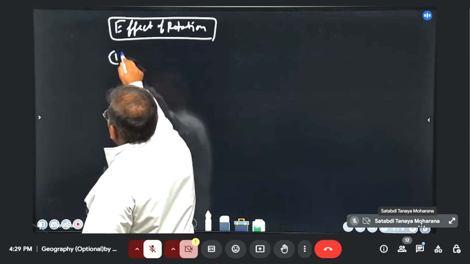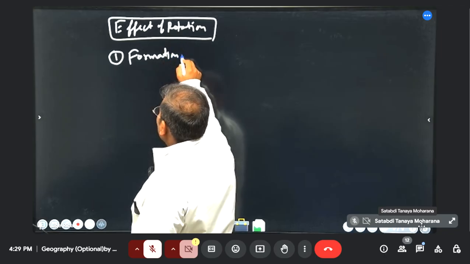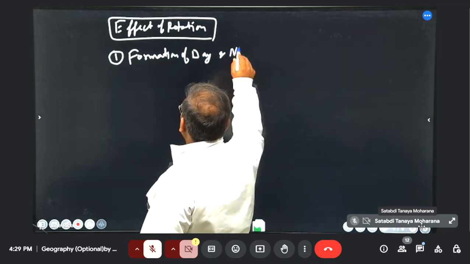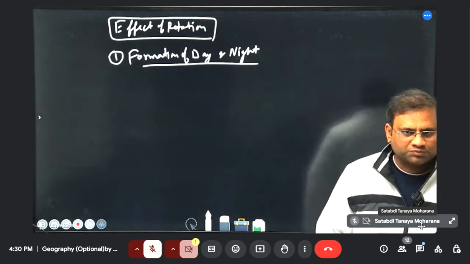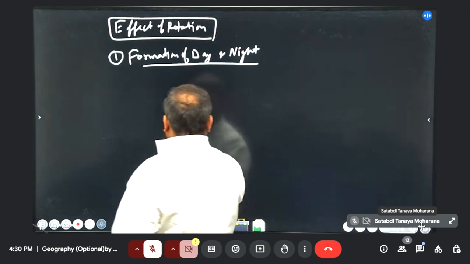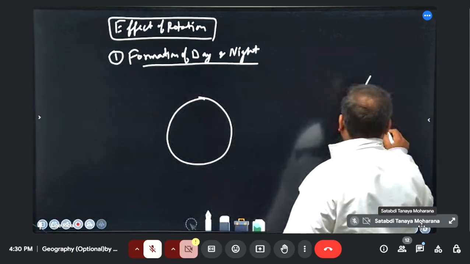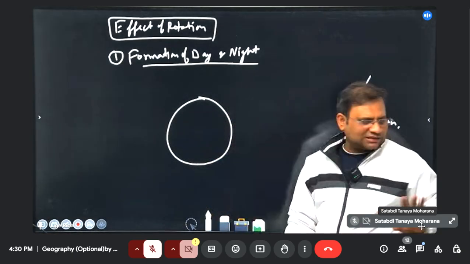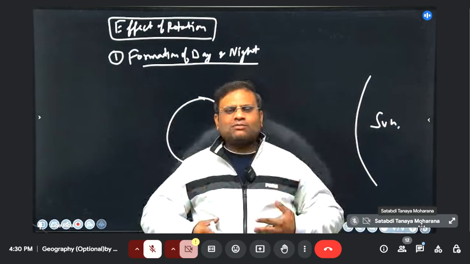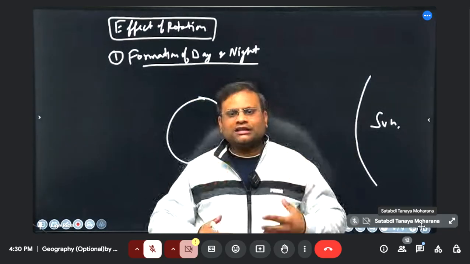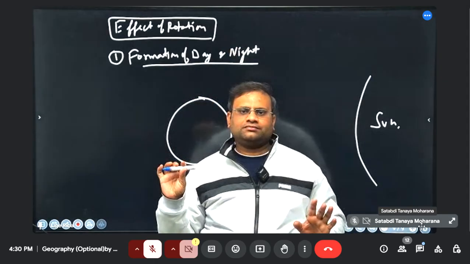See, number one, first effect: formation of day and night. Okay, see. Suppose this is Earth, suppose it is straight, there is the sun. So this part of Earth which is facing the sun, like take my body, you are the sun. This half part of my body is facing the sun, so that is day for this front side. But for my rear backward side, it is night. Someone is there, it is night, right?